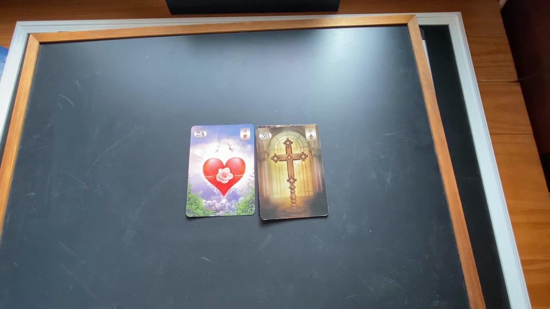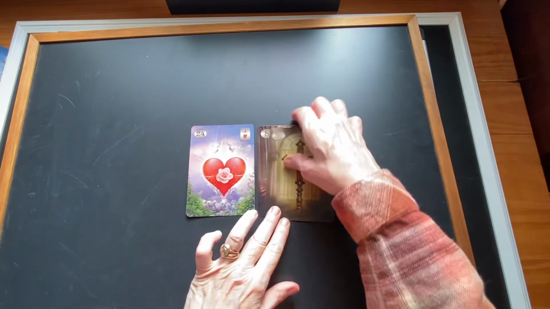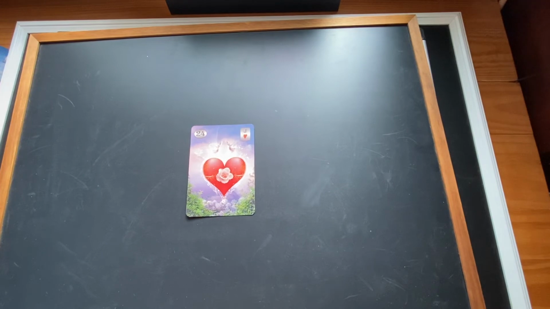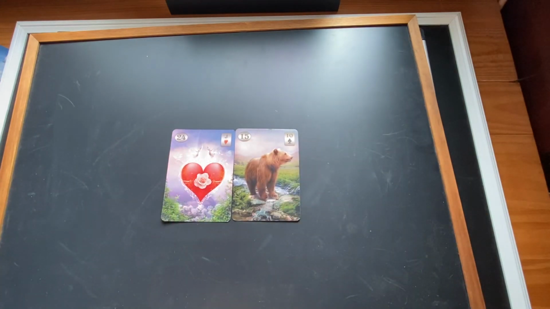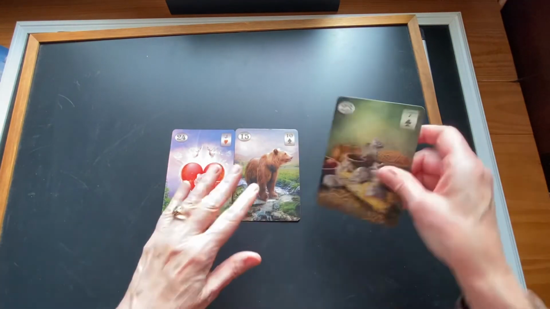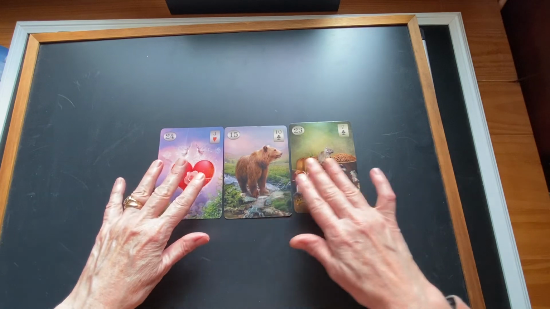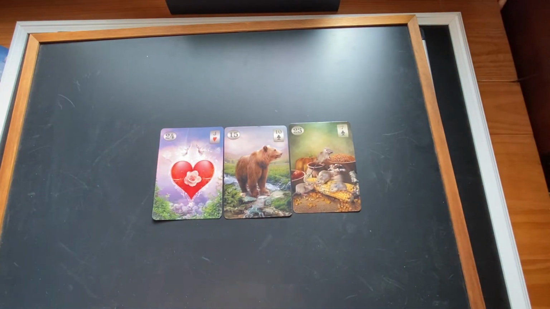Okay? Now, how about faint of heart? Think about faint of heart. Faint of heart is when you are lacking courage. All right, so what's the card of courage? The bear. And what would show a lack of courage? That could describe faint of heart. I'm dropping cards all over the place.